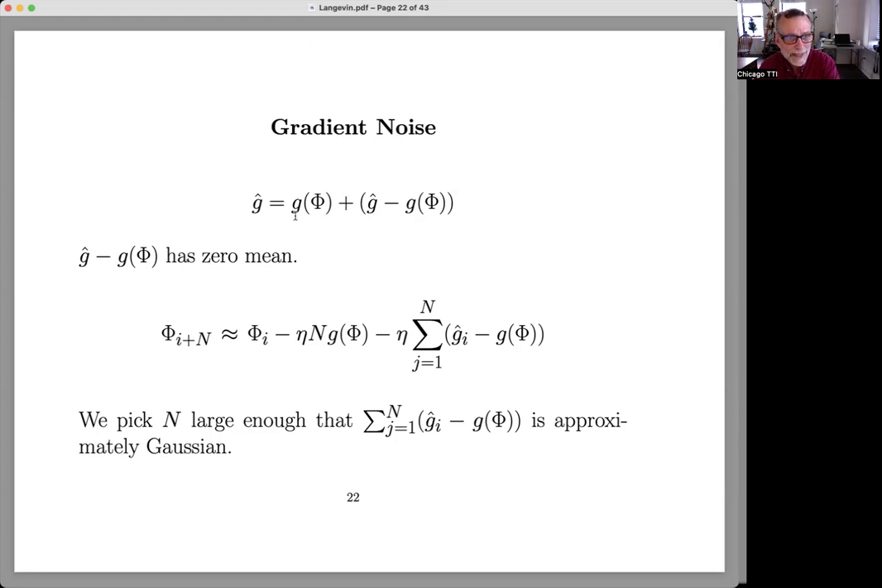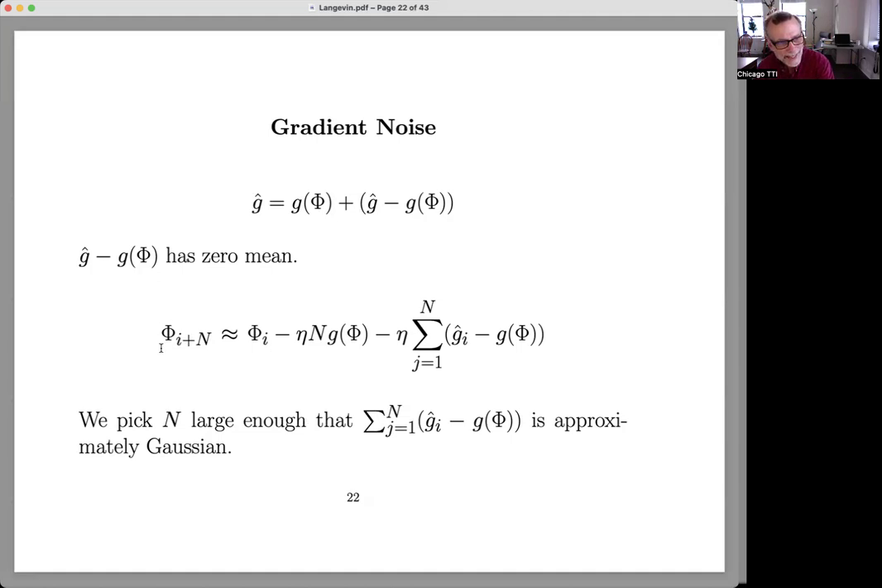So I'm going to rewrite this as G hat equals the true gradient plus the difference, right? This is just trivial. It's just adding and subtracting the true gradient. So we've got a true gradient plus a zero mean term. This now has zero mean because the true gradient is just the expectation of the estimate of the gradient. So we've written the gradient as a true gradient plus noise.